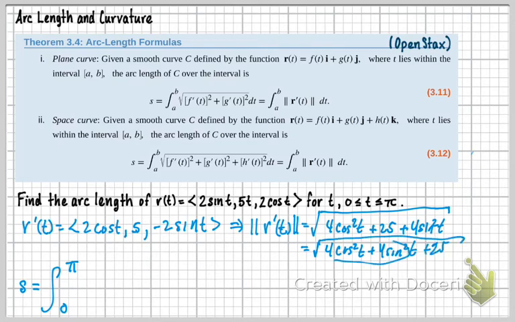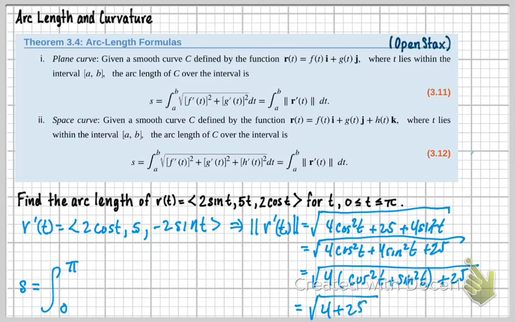So here I can factor 4 out. Now watch this. Square root of 4 times cos squared t plus sine squared t, and then plus 25. I didn't do anything with that piece at all. I'm just going along for the ride. So now cosine squared t plus sine squared t equals 1. So this is actually going to be 4 times 1, which is just 4. So this is square root of 4 plus 25, which is equal to square root of 29.